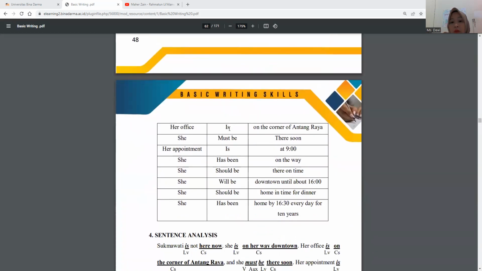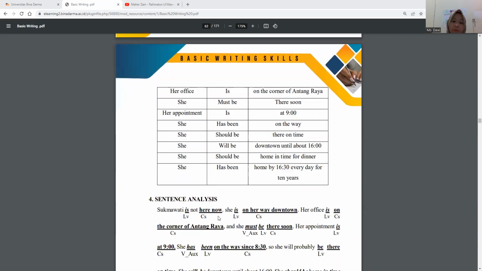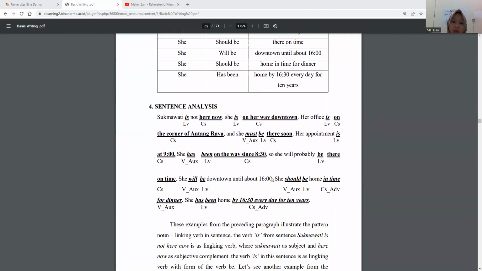And also this one, her office is on the corner of Antang Jaya. Based on the composition practice, you do not find any action verbs there. Tidak ada action verbs. You only see the linking verbs be, mostly linking verbs be. There are also no non-be linking verbs over there. So here are the linking verbs. Okay, now this is the sentence analysis, as you can see here.